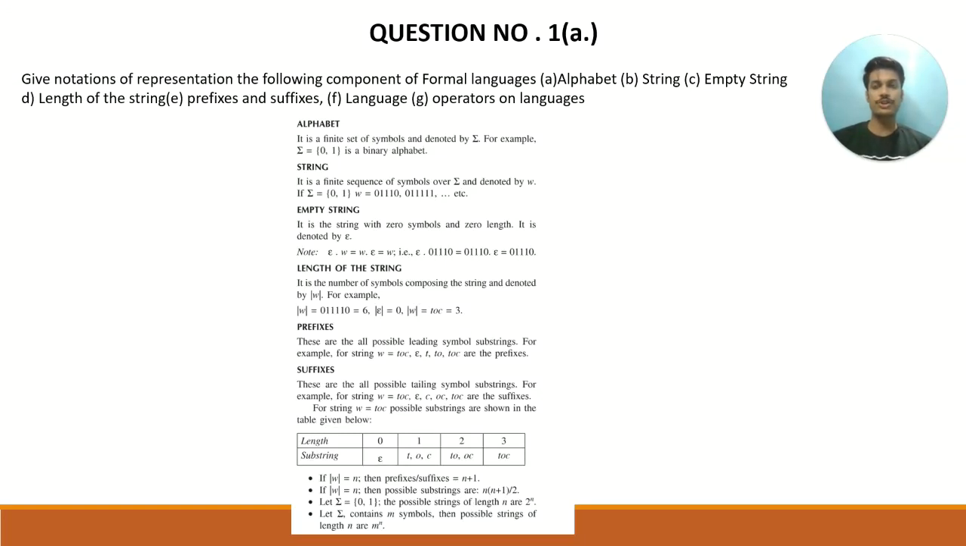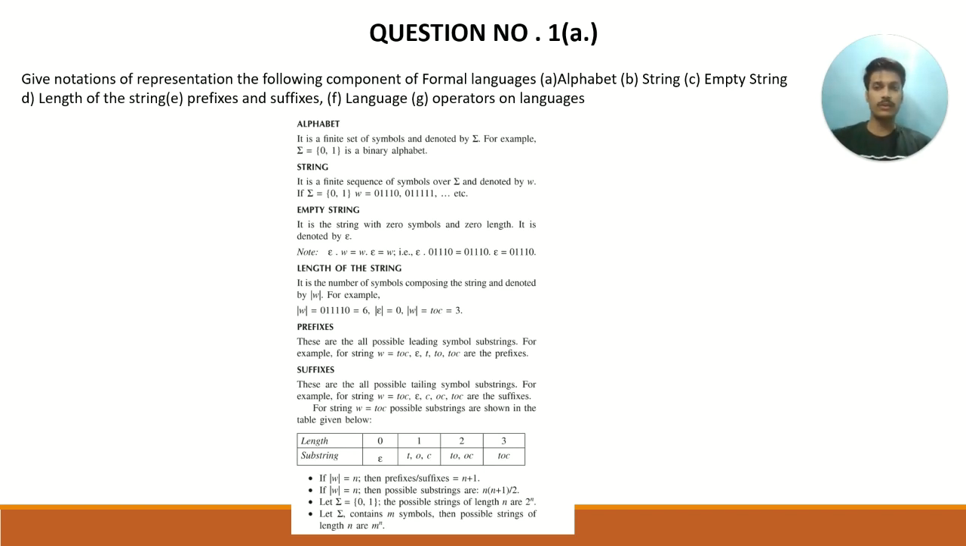Welcome. We have question number one. Give notations and representations of the following components of formal languages. Alphabet: it is a finite set of symbols and is denoted by sigma. For example, sigma equals {0, 1}.